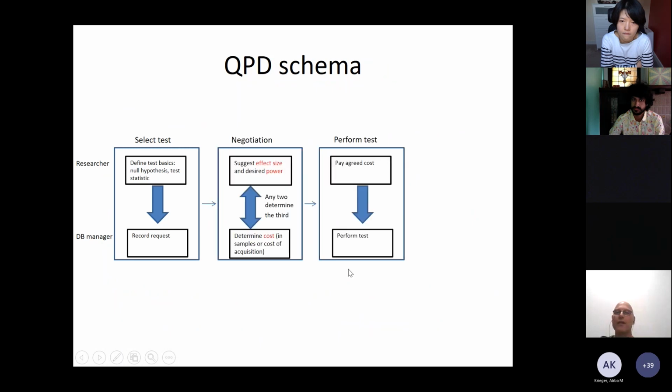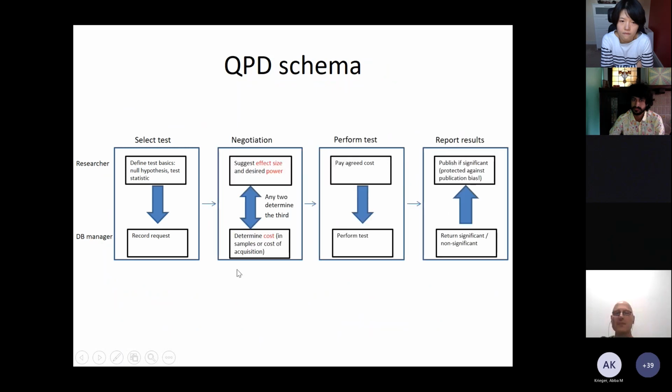Okay, so we can have this graphical schema, which is basically the same thing. We have these two entities, the researcher and the person running the database. And I want to highlight what we call the negotiation step, where we have three elements: effect size, power, and cost, right? And any two of these determine the third. So a researcher can say, I want power of 0.8 at effect size 1, and I can calculate the cost. And I can tell them that it's going to be cheaper if you wait another week.